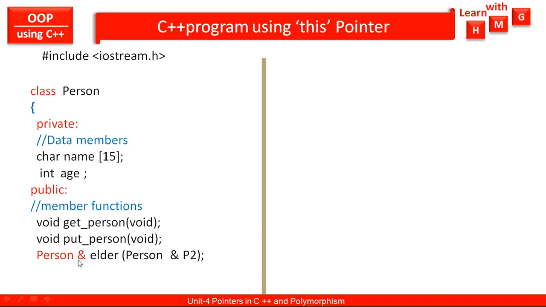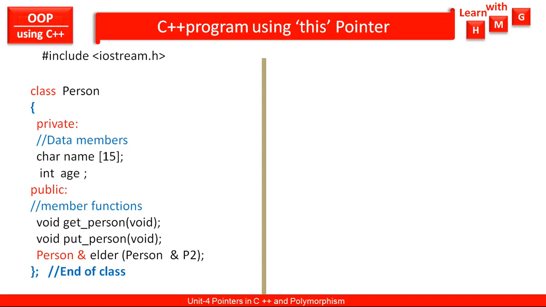of this person &, and it accepts one object of person type, and here this object is passed by reference. You can pass this by value also. Passing an object by value will not require this ampersand symbol, and passing an object by reference will require this ampersand, that is the address operator. End of the class. So like this, the class is declared.